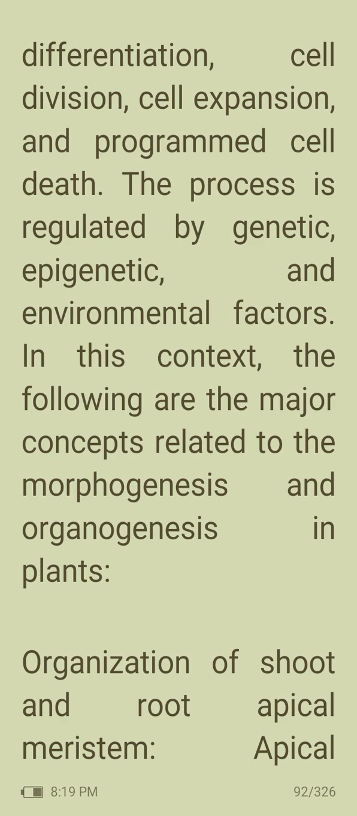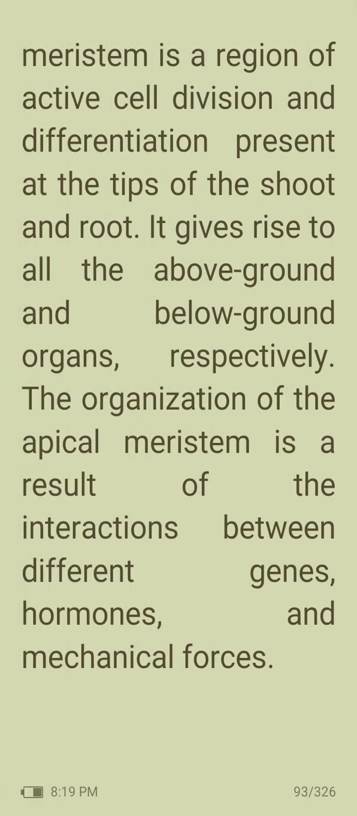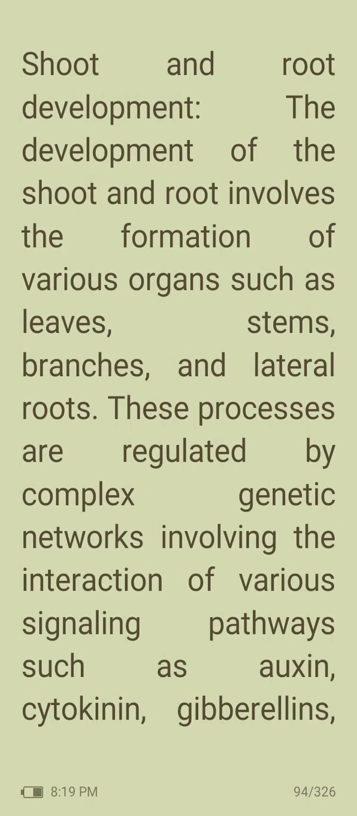Organization of shoot and root apical meristem. Apical meristem is a region of active cell division and differentiation present on the tips of the shoot and root. It gives rise to all the above ground and below ground organs respectively. The organization of the apical meristem is a result of the interactions between different genes, hormones, and mechanical forces.